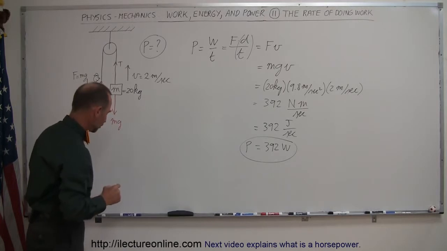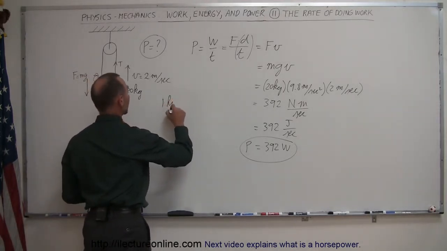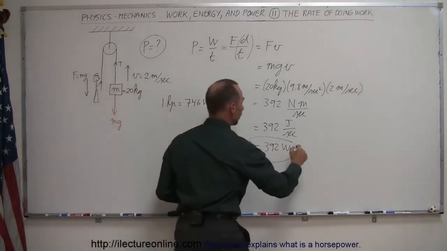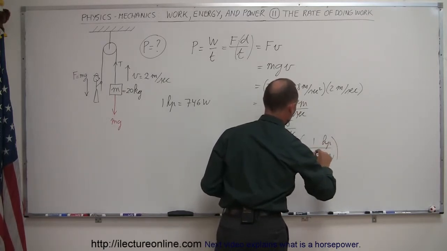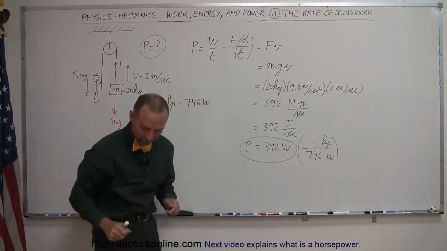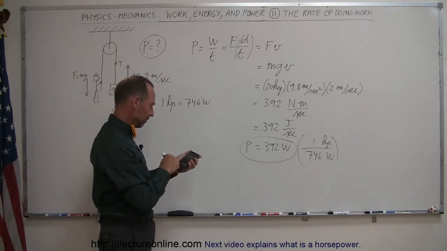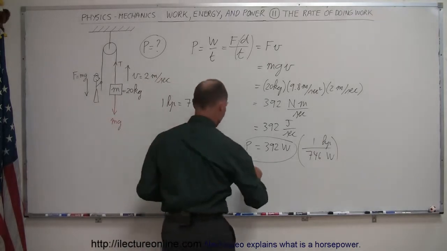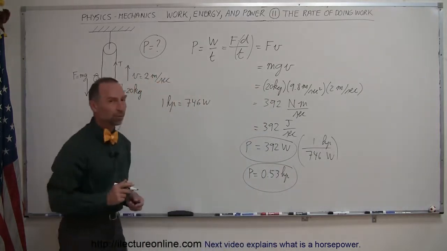Now, how does that compare to horsepower? Well, it turns out that 1 horsepower is equal to 746 watts. So if you do this conversion, we put horsepower at the top, watts at the bottom. 1 horsepower is 746 watts. So what is 392 divided by 746? So 392 divided by 746 equals, that's a little bit over half a horsepower. So that person will have to be quite strong, so 0.53 horsepower in order to lift that object up at a rate of 2 meters per second.